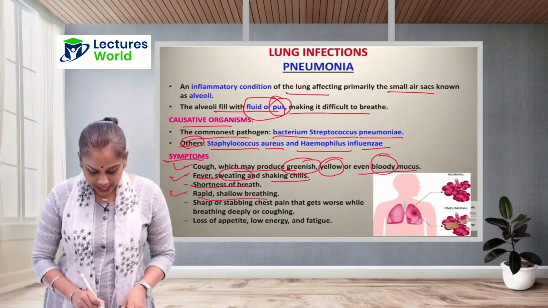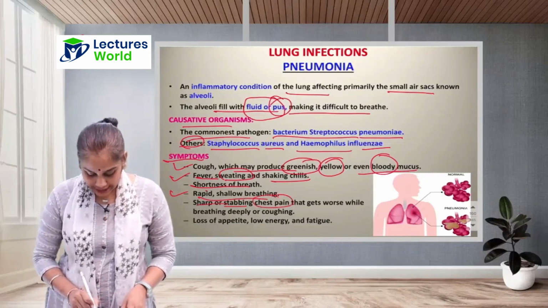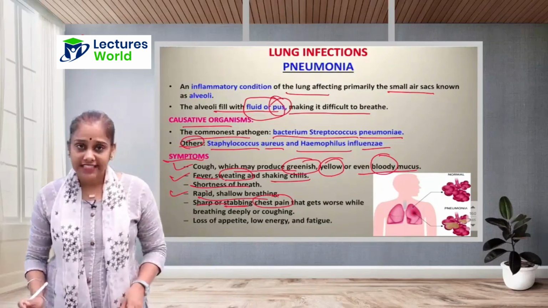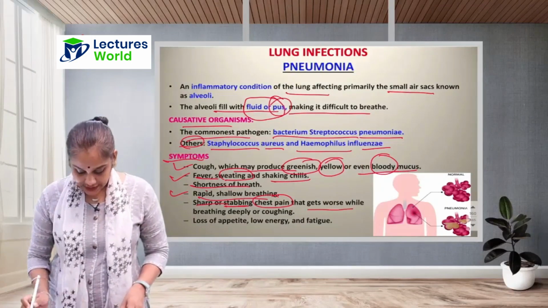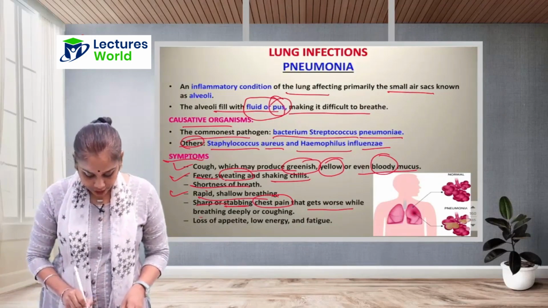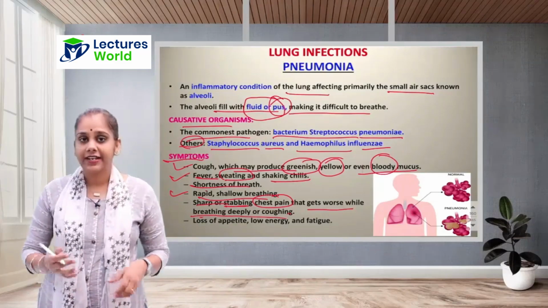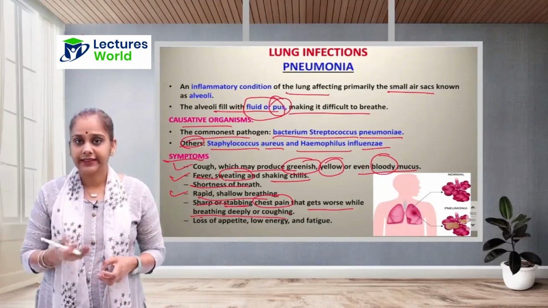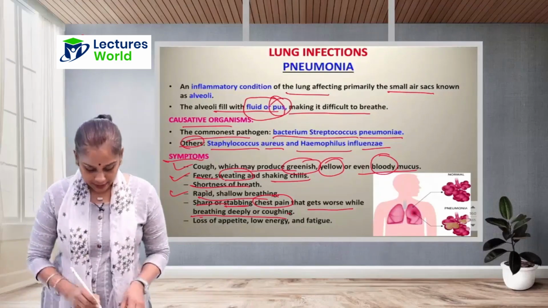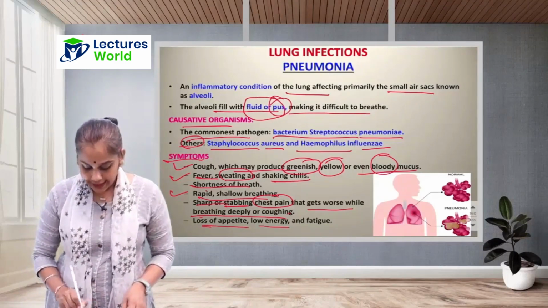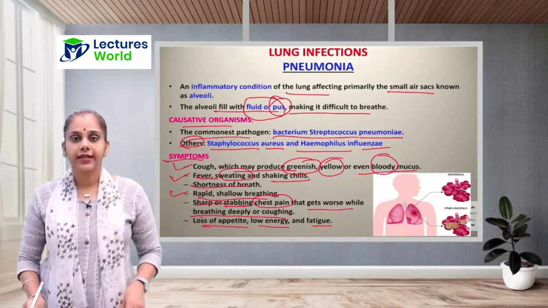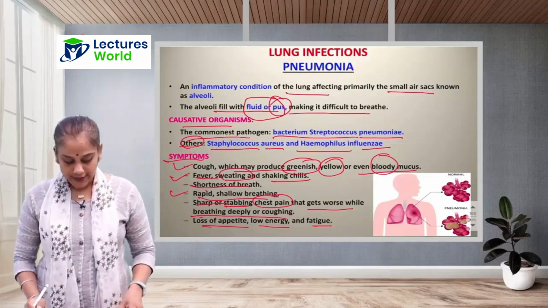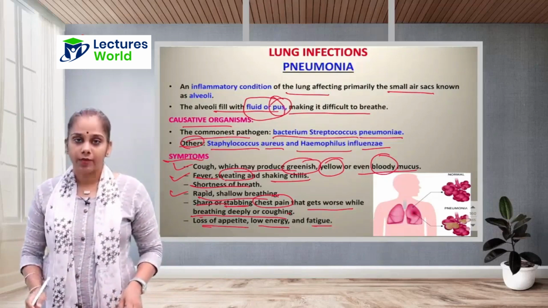Sharp or stabbing chest pain that gets worse while breathing deeply or coughing. While we are doing deep breathing or coughing, at that time chest pain can occur. Loss of appetite, low energy and fatigue. This is the general or common symptom. So these are the symptoms of pneumonia.